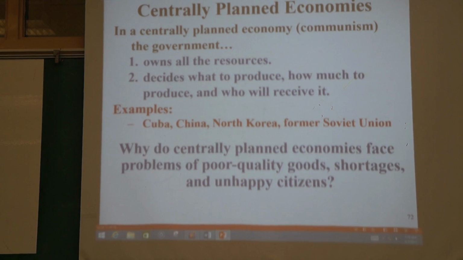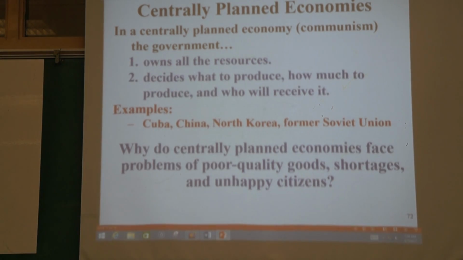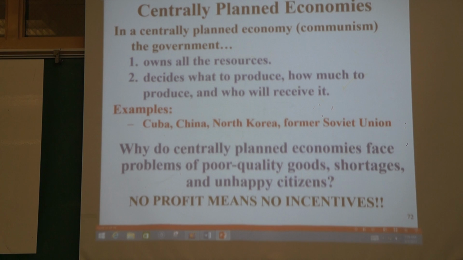All right, and a lot of the reasons they face problems with poor quality is there's lack of motivation. Like, why should I be the best at something when I'm going to get paid the same amount? I thought that was socialism. Well, the same argument applies.